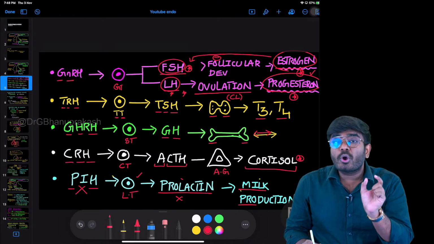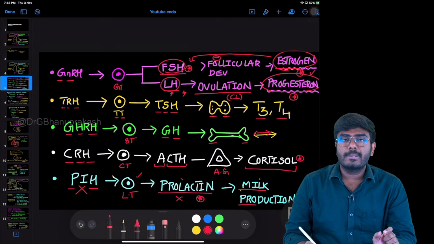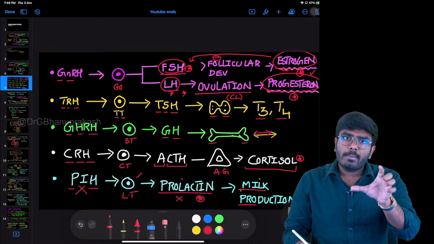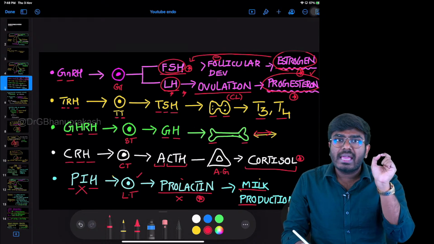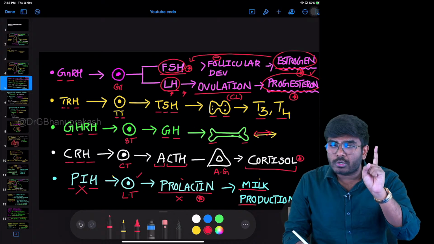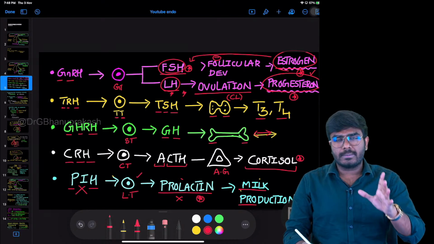See, milk production is under the control of the hormone prolactin. Lots of times this question was asked. Prolactin helps in milk production, that is galactopoiesis. But if they mention the word galactokinesis, that is milk ejection. Galactokinesis is because of which hormone? Oxytocin. But galactopoiesis is because of prolactin.